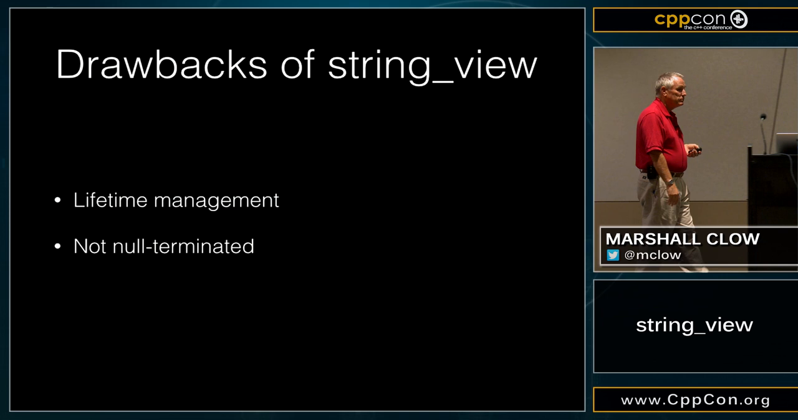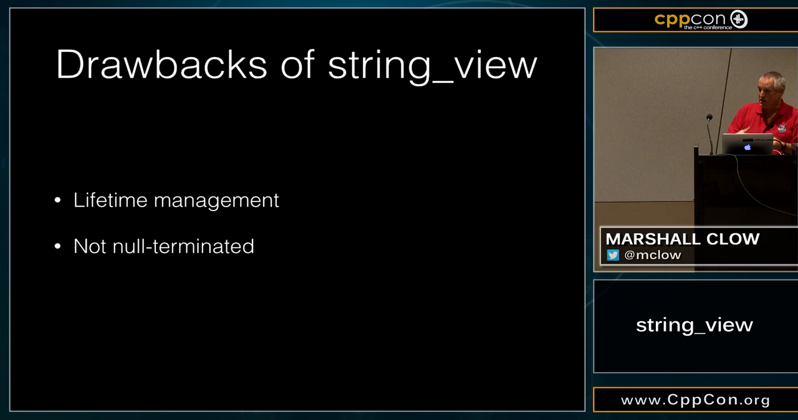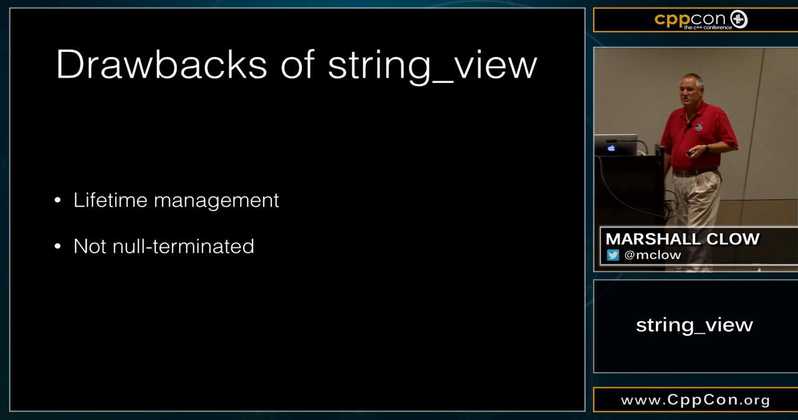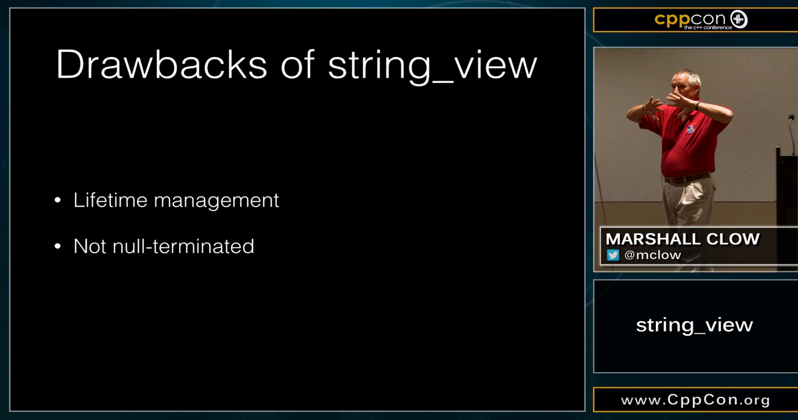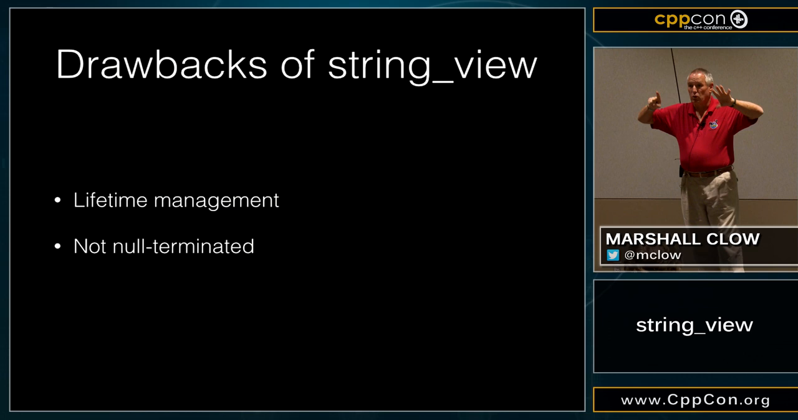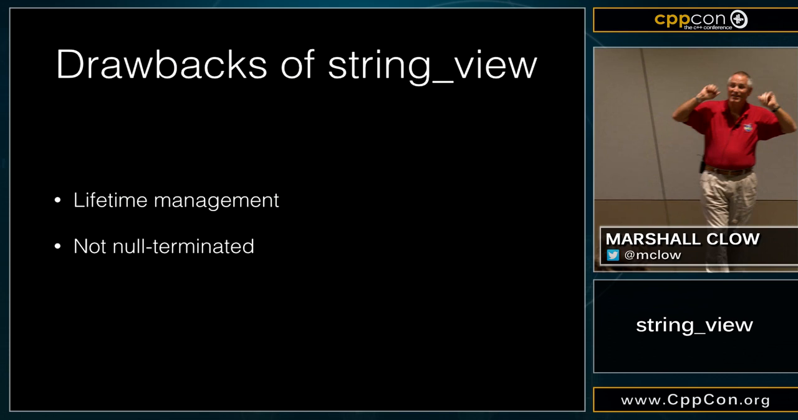If you can live without that restriction, then string view can save you a lot of effort. But if you have stuff that you have to pass to some legacy C API that you can't change, then this is going to be a problem, and string view may not be the best solution for you. The second problem is lifetime management. There's no connection between the string view and the storage it points to, except what you make yourself, logically or programmatically. That's fine, however you want to do that.